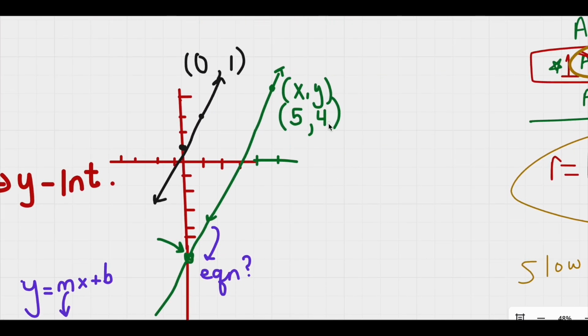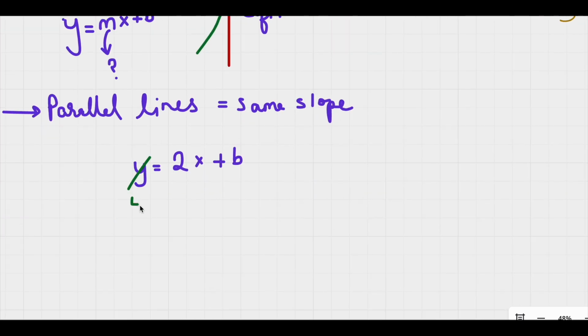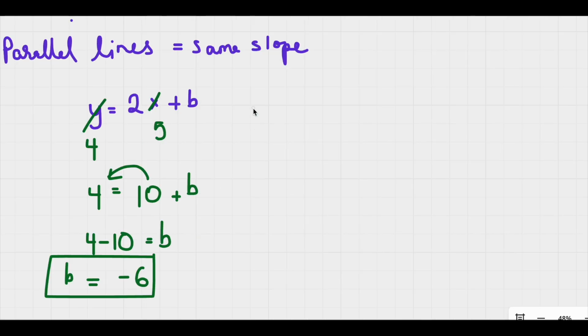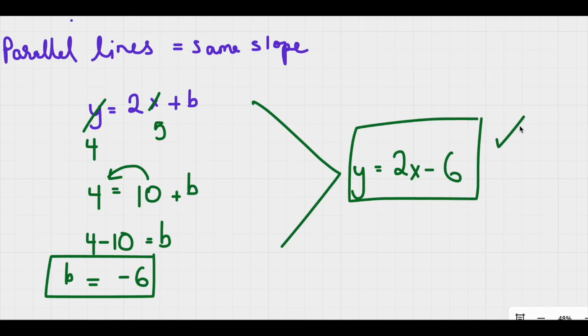So y is equal to 4. You can plug that in here, and x was equal to 5. Now we do 2 times 5, which is 10, plus b. Move this over and subtract it, and b equals -6. So your final equation is y equals 2x minus 6, and that's the final answer.